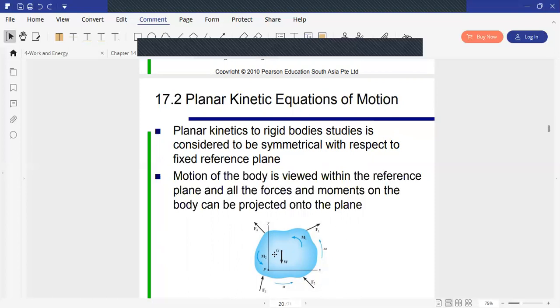In this chapter we only consider motion in 2 dimensions. We don't consider 3D motion. So all forces are always acting along one plane, and moments will be perpendicular to this plane, because the axis of rotation will be perpendicular to the plane of motion.